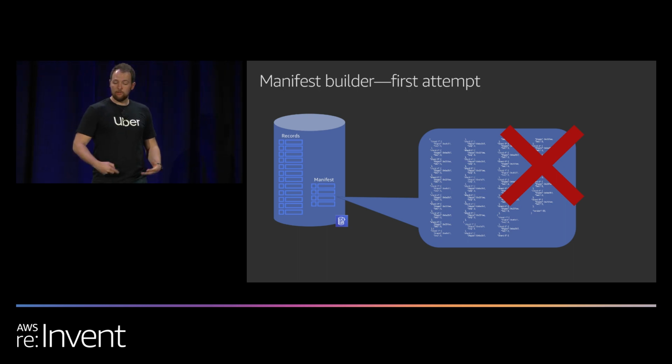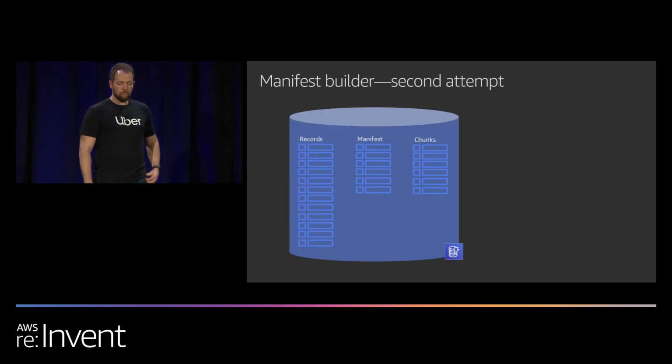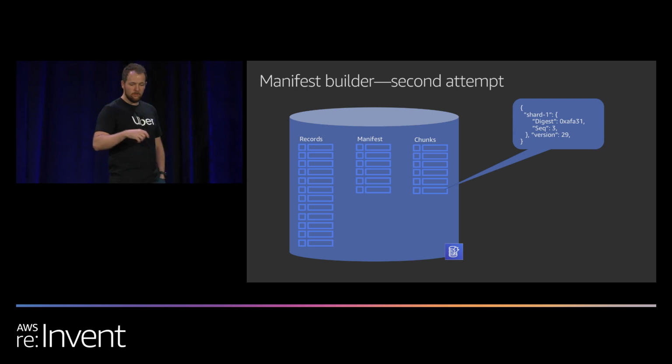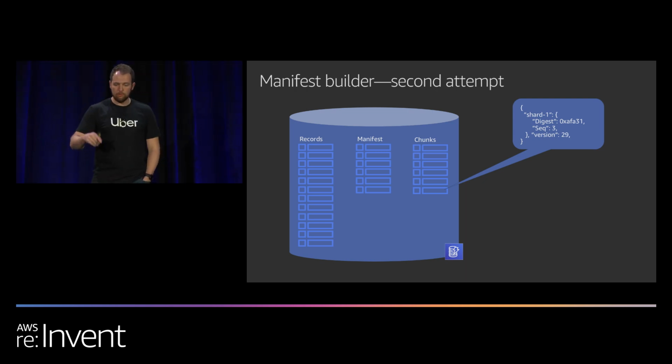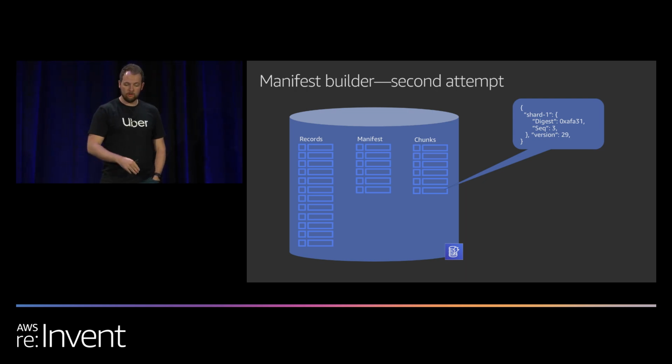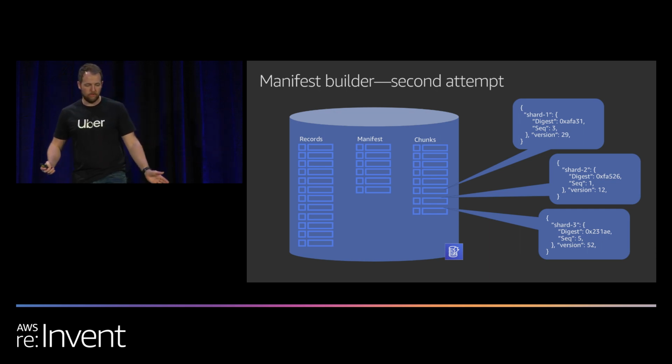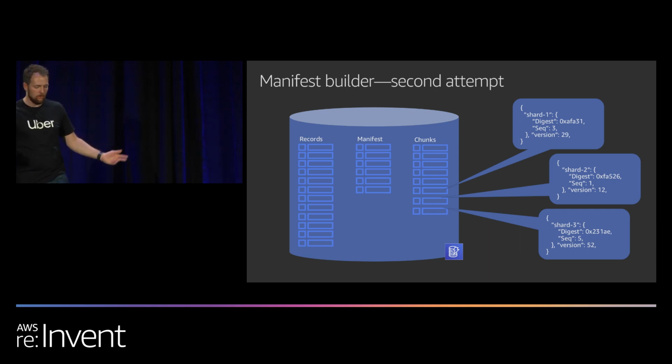So that led us to the second attempt. In the second attempt, we basically divided into 2 different tables. So we have a manifest table as before, and we have a chunks table. And a chunk in this case is just for a single shard. We say what is the digest, sequence number, and we have optimistic locking on that particular chunk. So now, when we add more shards, we just scale out this particular table, and that uses the normal scaling out of a DynamoDB table. So that's basically infinite scale here.